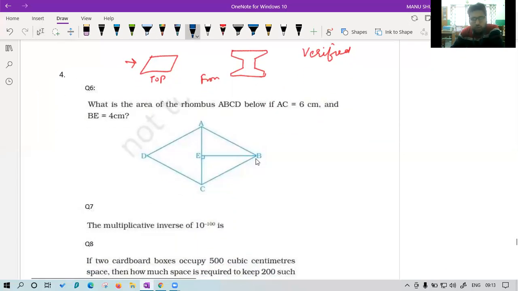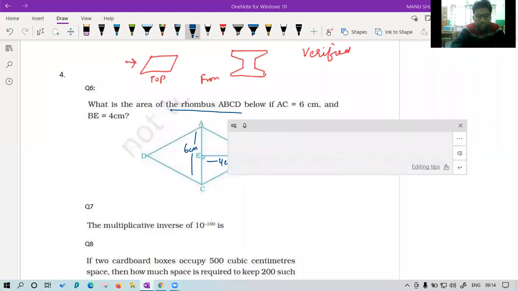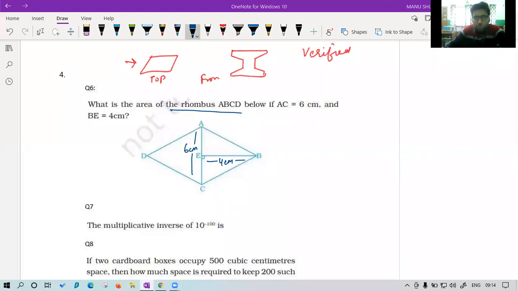What is the area of rhombus ABCD if AC is given to you as 6 centimeter? This much is given to you as 6 centimeter, and BE equal to 4 centimeter. Does anyone know how to find the area of this rhombus? We don't have any side with us. Okay, Harshul, you want to answer? Shall I unmute you? Please confirm. Okay, Harshul, please tell.